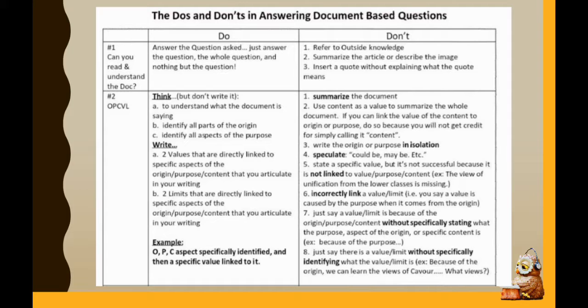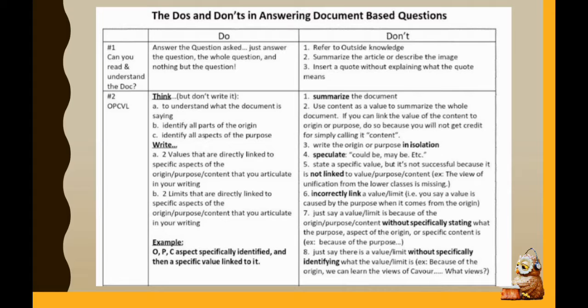Second is OPCVL. Think, but don't write it. First, understand what the document is saying, then identify all parts of the origin, and then identify all aspects of the purpose. Write two values that are directly linked to specific aspects of the origin, purpose, content that you articulate in your writing. And then two limits that are directly linked to specific aspects of the origin, purpose, content that you articulate in your writing.